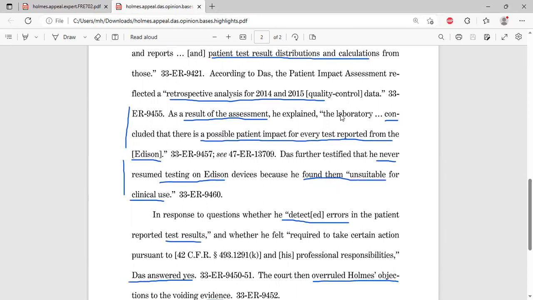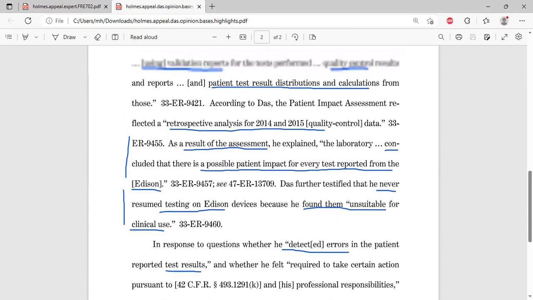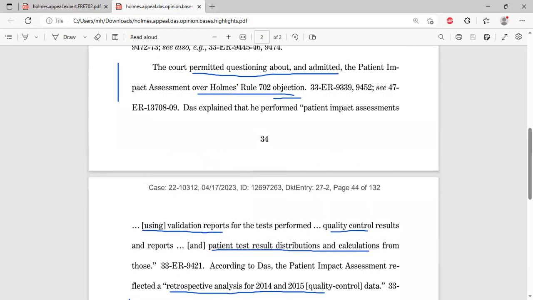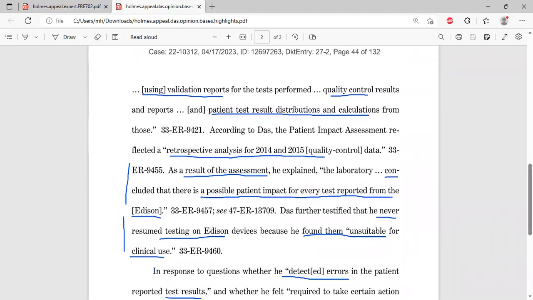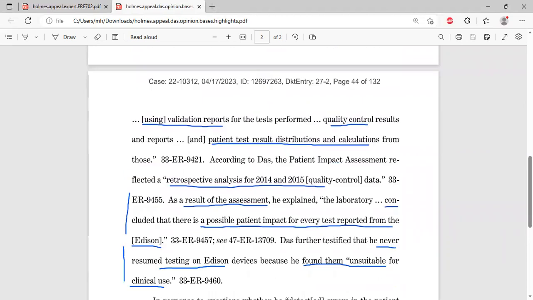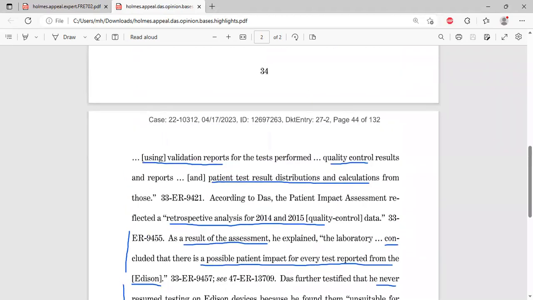Okay, so it's not about his credentials. It's about, did he testify? Did he give an opinion? And his opinion basically was unsuitable for clinical use. In other words, the technology didn't work. What was that opinion based on? Validation reports, quality control, patient test distributions, and calculations. That's what Elizabeth Holmes is claiming made him an expert, because he did another analysis. It wasn't part of his job, whereas the prosecution is saying he was hired to do the job. He did the job that he was hired to do. Yes, he was hired to come in and be the lab director.